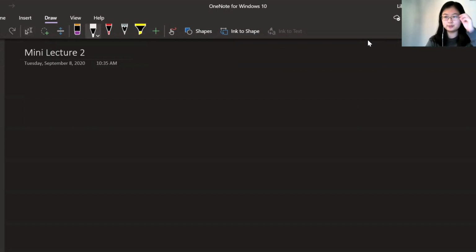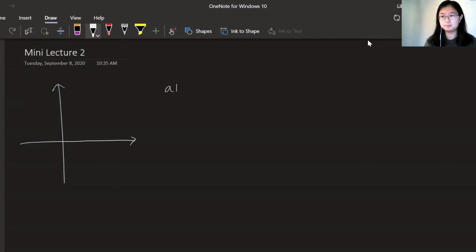If you're already familiar with this, feel free to skip ahead for a couple of minutes, and I'll see you then. But for everyone else, every complex number can be written as a plus bi, where a and b are real numbers. We can draw this on the complex plane as the point a comma b, where a is in the direction of the real axis and b is in the direction of the imaginary axis.